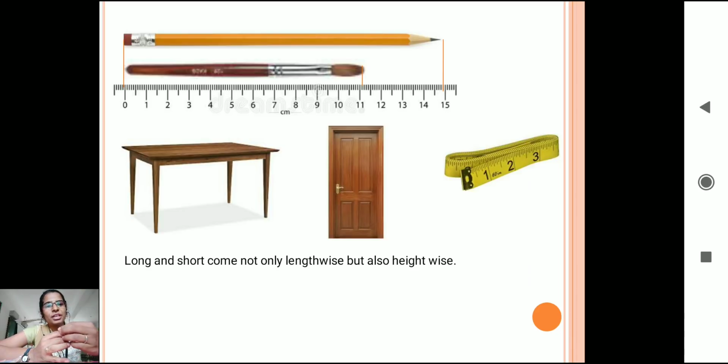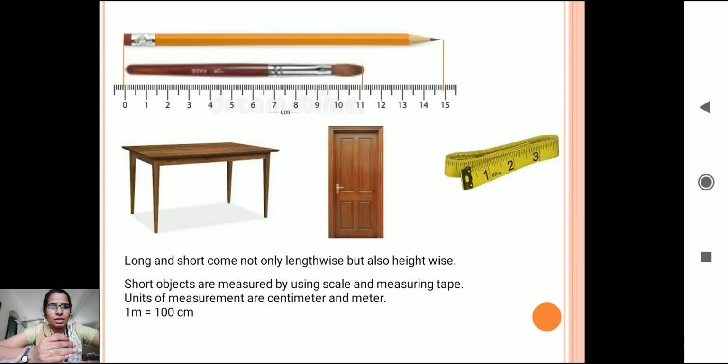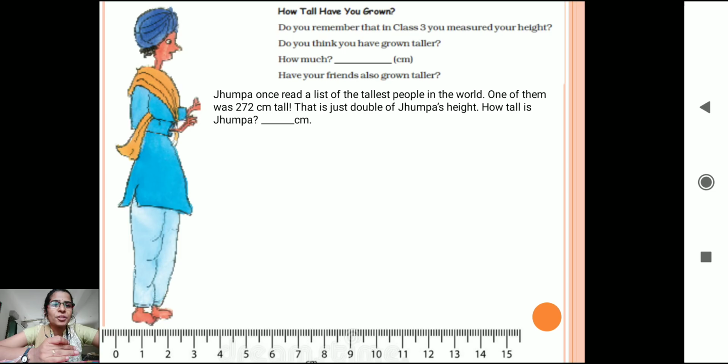So when we are measuring long and short, it is not necessary that it is only lengthwise. It can be lengthwise also and height-wise also. And we can use both scale and measuring tape. So we have seen that short objects, not only short actually, all objects are measured by using scale and measuring tapes. And units of measurement are centimeter and meter. So 1 meter is equal to 100 centimeter. Am I clear, children? Yes.